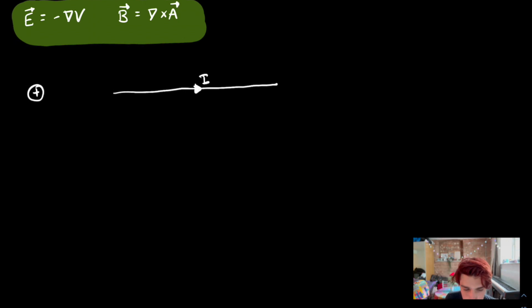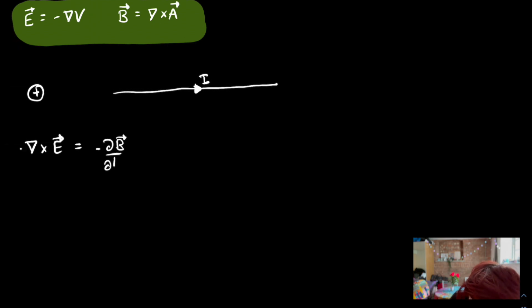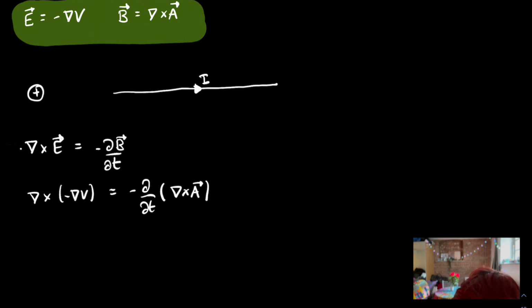And to explore why it doesn't work, we're actually going to use Maxwell's third equation, which says that the curl of E is equal to minus dB by dt right here. So when we do that, we are going to get the curl of minus the gradient of the potential function is going to be equal to minus the time derivative of the magnetic field, which of course we said was the curl of the magnetic vector potential.